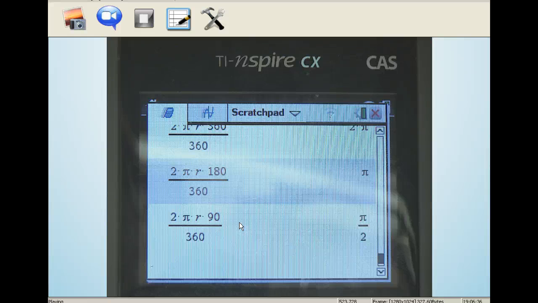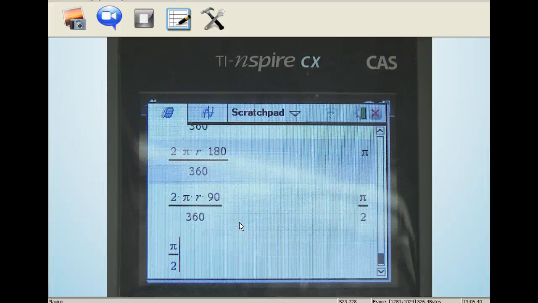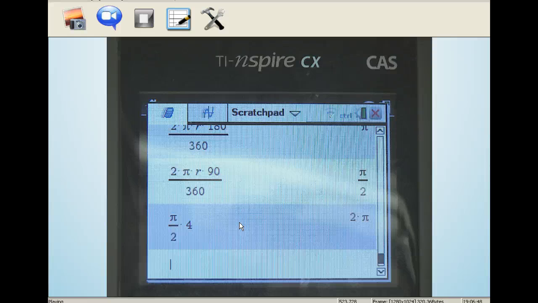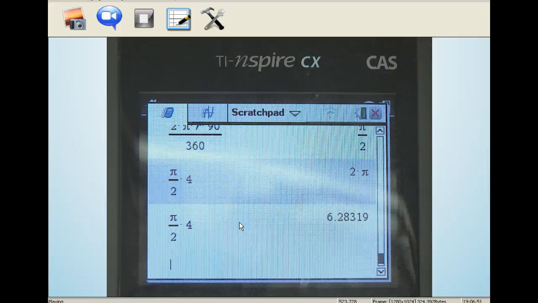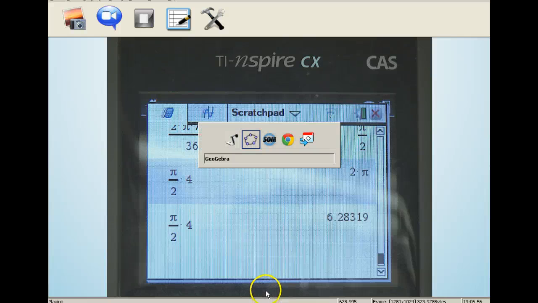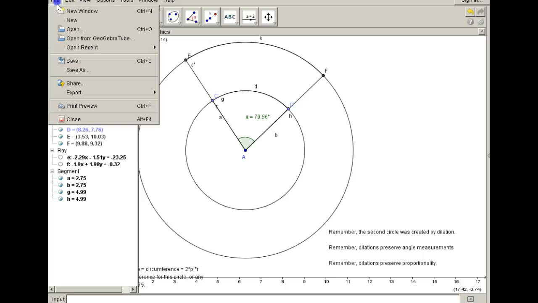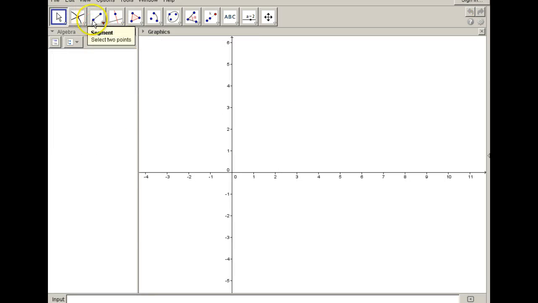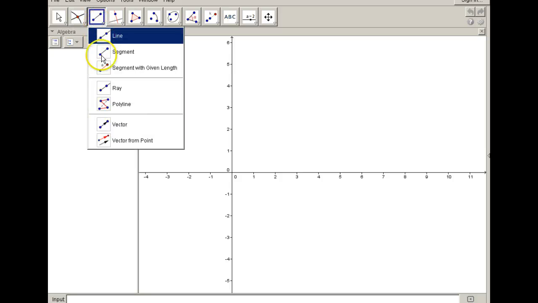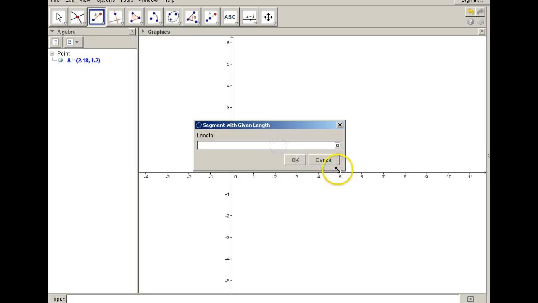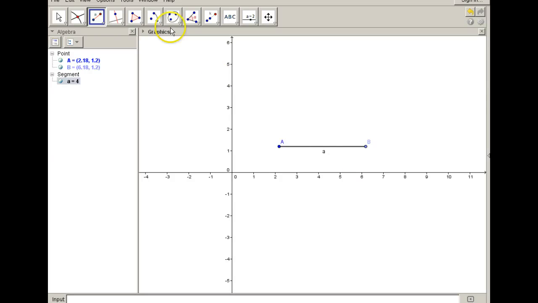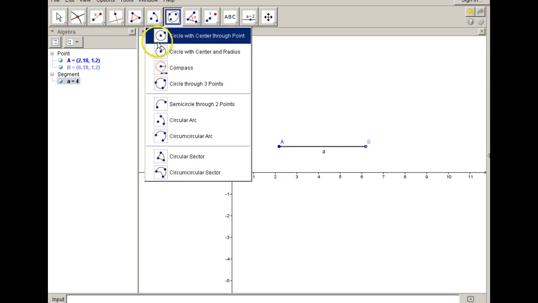Okay? Let's try this. If I had a circle with a radius of 4, I go times 4, then the arc would be about 6.28319. So let's try that. Let's go back to our GeoGebra real quick. I'm not going to save that. We're going to draw a segment with a given length. The length is going to be 4. We're going to construct a circle.